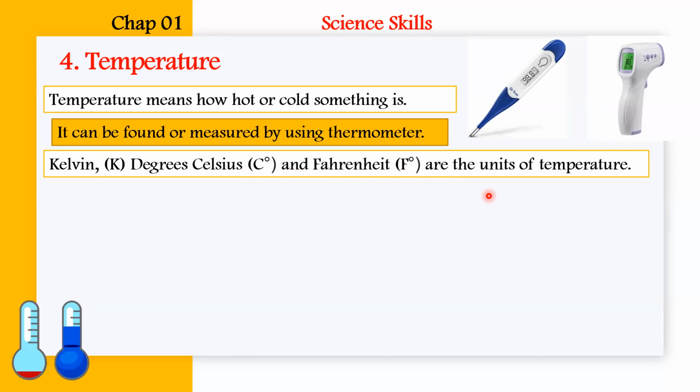What is the difference between these? They have different values because the Kelvin scale will start from 273 and end at 373, and the degrees Celsius used in thermometers start from 0 degrees centigrade and end at 100 degrees centigrade. And the Fahrenheit will start from 32 and end at 212 degrees Fahrenheit. Okay, so these are different scales used in different parts of the world.